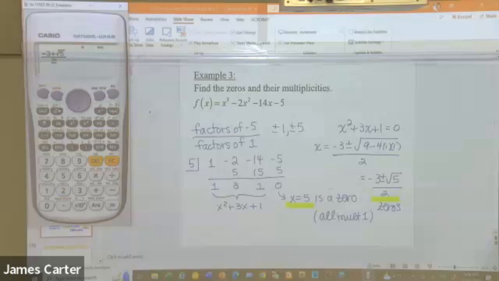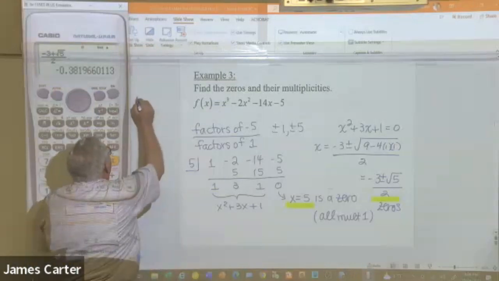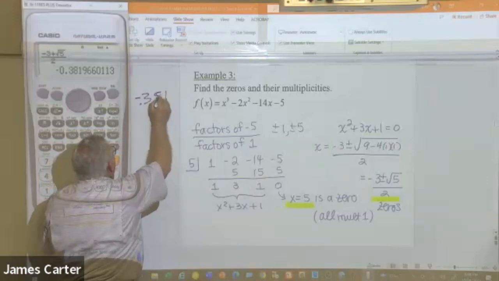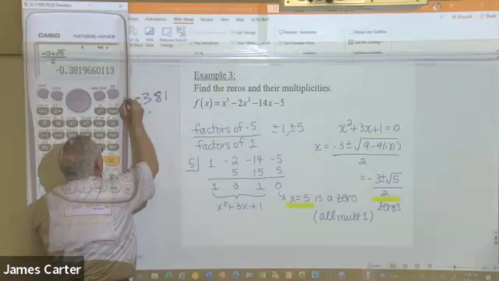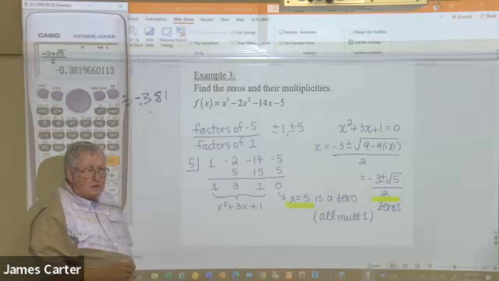And hit the equal sign. Now, technically, I should get out of it completely, but it still would have worked if I'd left the cursor behind the 2. And it said, well, what the heck is that? Well, scientific to decimal key. And there it is. Negative 3.381. Okay, approximately. Because that is a rounded off value.